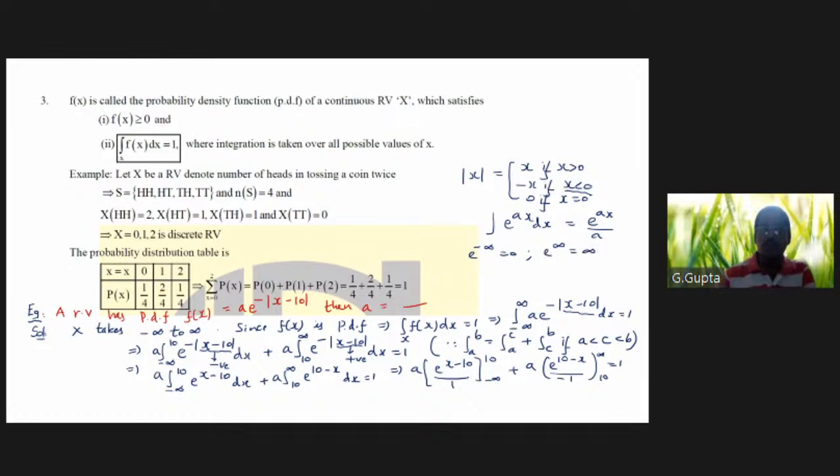So this simplifies to a into (e power 10 minus 10, e power 0, which is 1, minus e power minus infinity, which is 0), plus a into (e power minus infinity, 0, minus e power 10 minus 10, e power 0, which is 1), divided by minus 1. So I can write 1 minus 0 the reverse way, equal to 1. So this simplifies to 2a is equal to 1, which implies a is equal to 0.5 or half, depending on the options or numeric quotient.